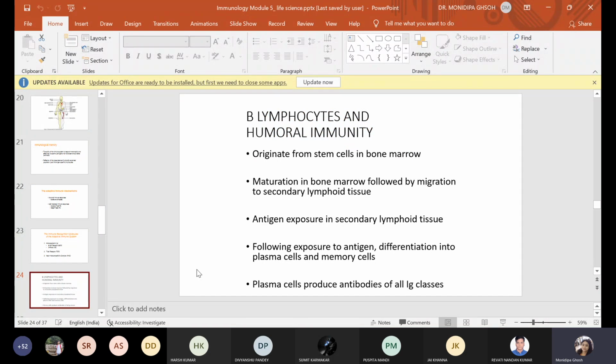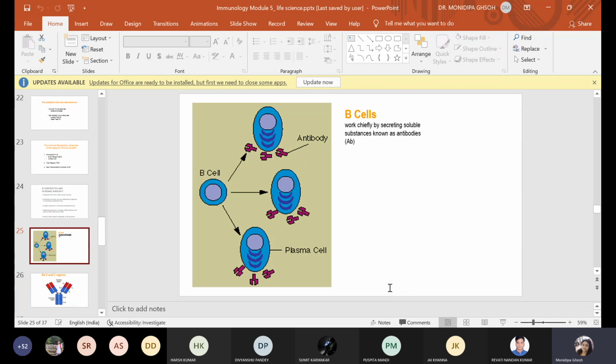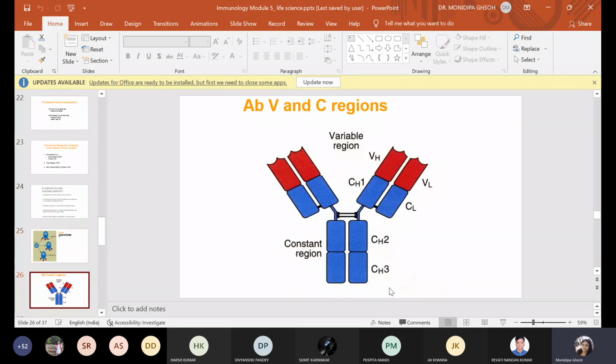In case of humoral immune response, the exposure to antigen triggers the differentiation of plasma cells and memory cells from the original pluripotent immature bone marrow cells, the B cells. And the plasma cells produce antibodies of all the classes. Antibodies are protein-rich molecules. They look like this.